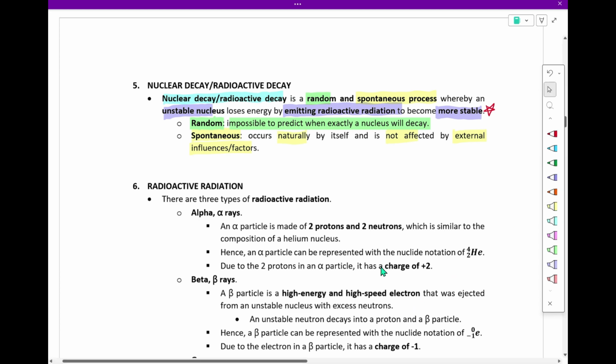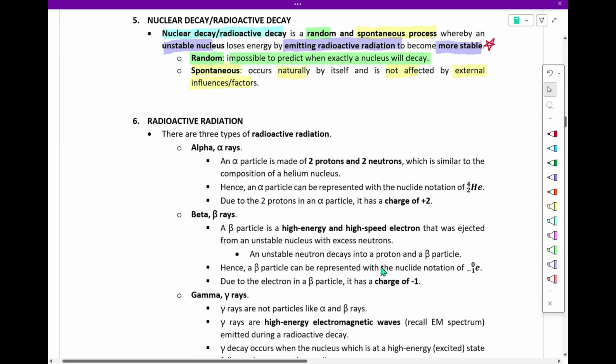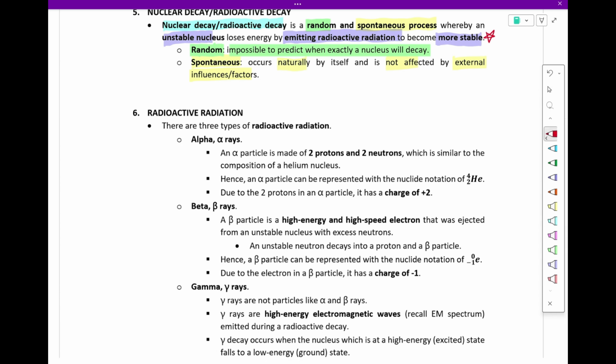Alright, then you have three different types of radioactive decay. Number one is your alpha decay itself. Alpha particles are basically made of 2 protons and 2 neutrons, which you can write as 4 2 alpha in this case. And because you have 2 protons, and do take note, this does not include any electrons, you have a positive charge of 2.